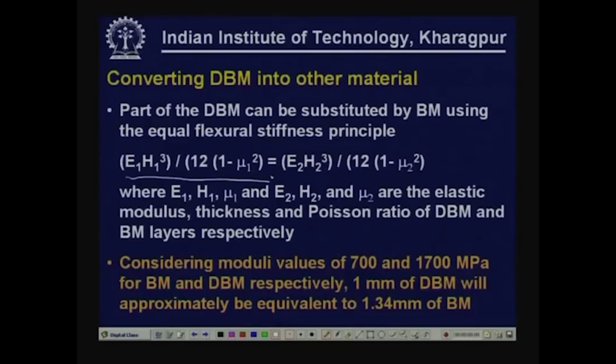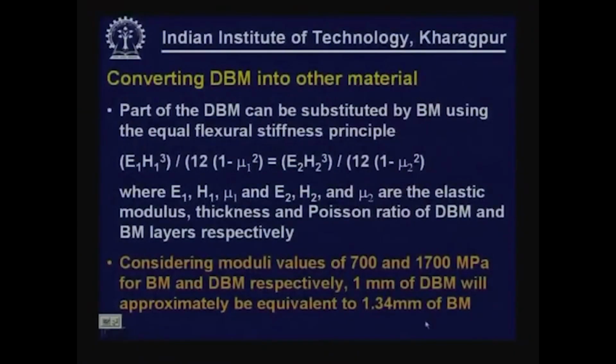Considering modulus values of 700 and 1700 MPa for bituminous macadam and DBM respectively, the equal flexural stiffness principle yields 1 millimeter of DBM will be approximately equivalent to 1.34 millimeter of BM. That means 1 DBM is equal to 1.34 BM. Similarly, we can equate DBM to any other material if we have the properties of that material available for the same temperature.